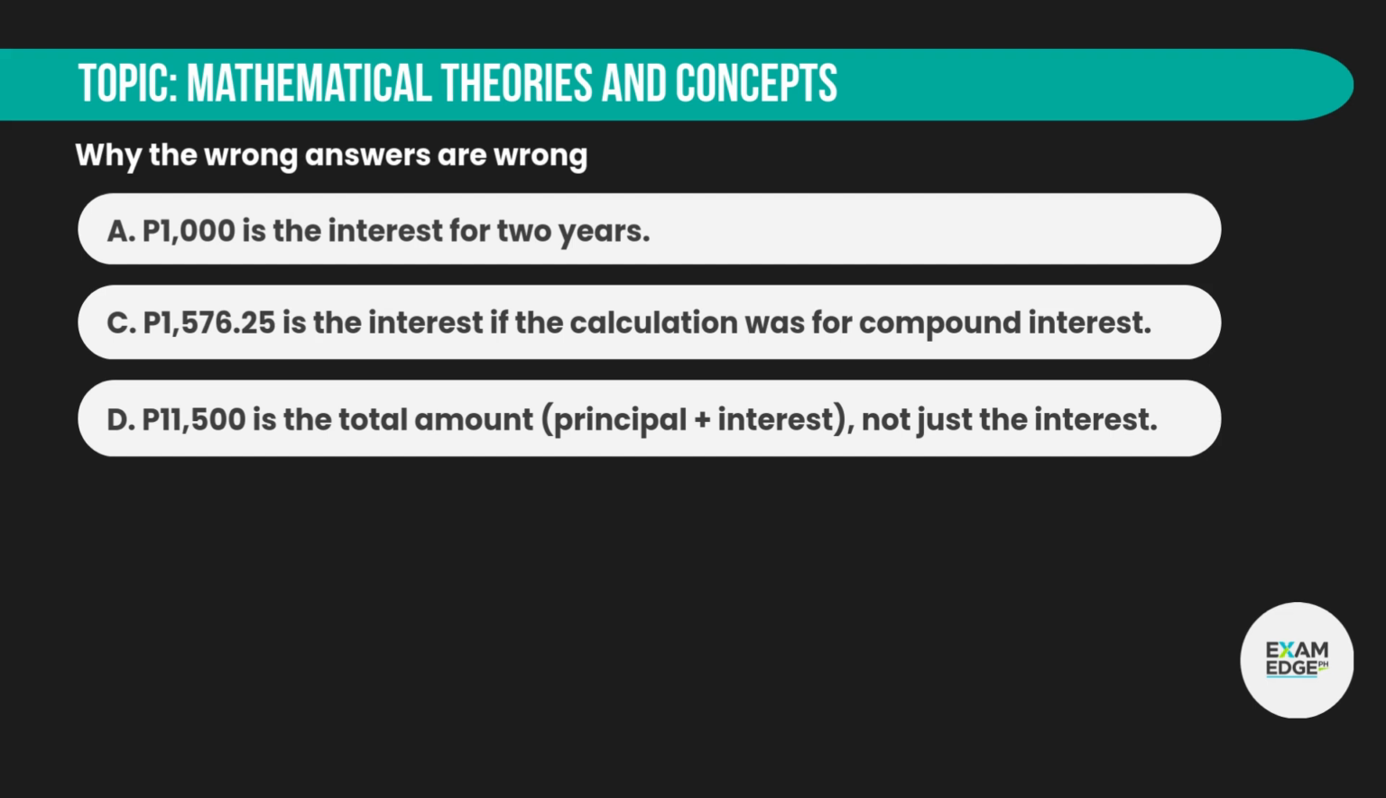Why the wrong answers are wrong? A. 1,000 pesos is the interest for 2 years. C. 1,576.25 pesos is the interest if the calculation was for compound interest. D. 11,500 pesos is the total amount, principal plus interest, not just the interest.